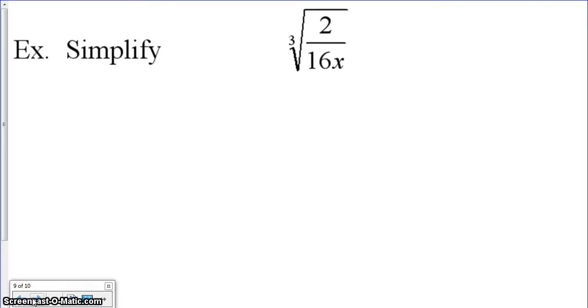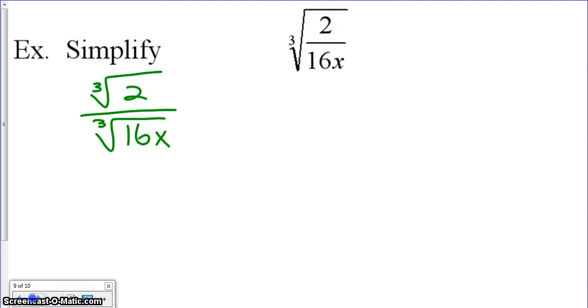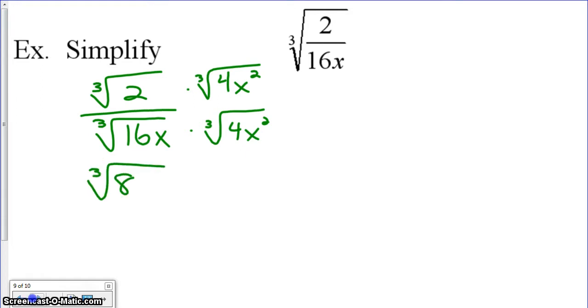Simplifying the next one, I'm dealing with perfect cubes as well. So I'm going to simplify, so I have the cube root of 2 in the numerator and the cube root of 16x. Now here, I want to turn 16x into a perfect cube as well. So in order to do that, I want to multiply by the cube root of 4x squared, in the numerator as well. So now in the numerator, I have the cube root of 8x. In my denominator, the cube root of 64x cubed.